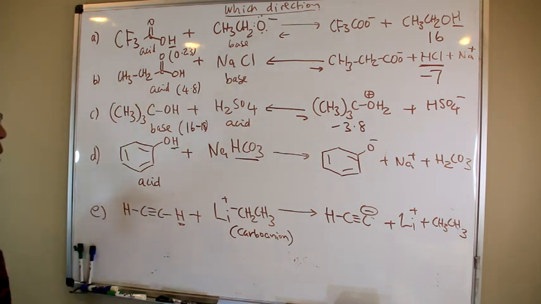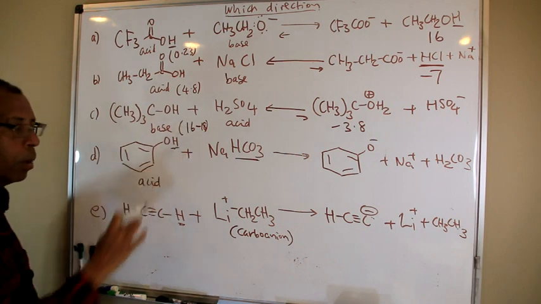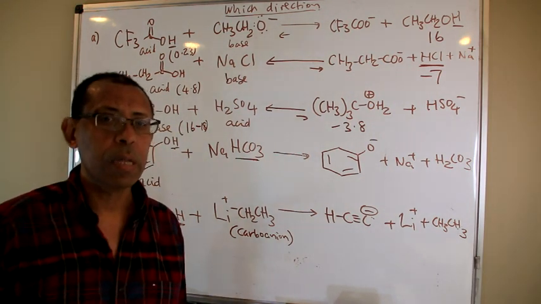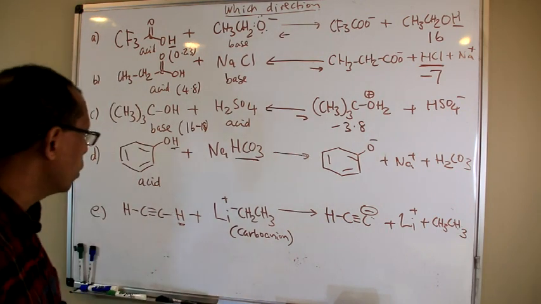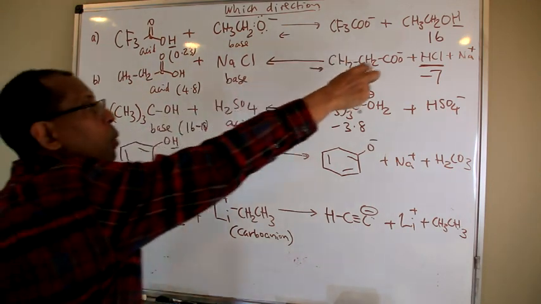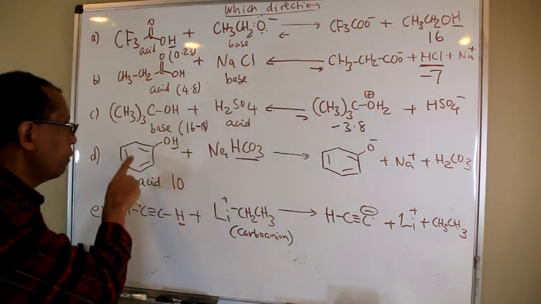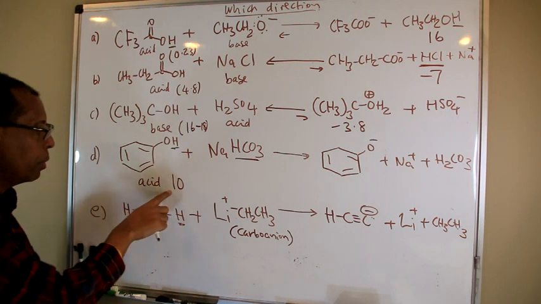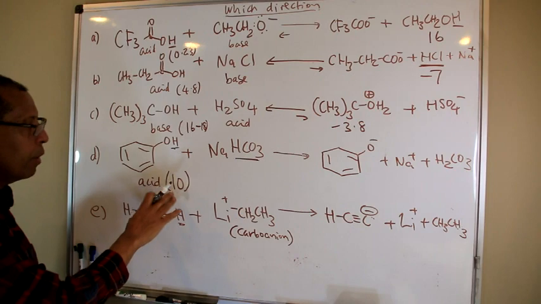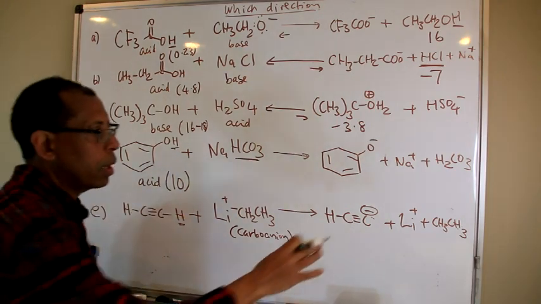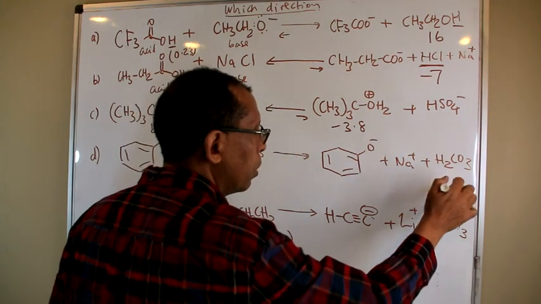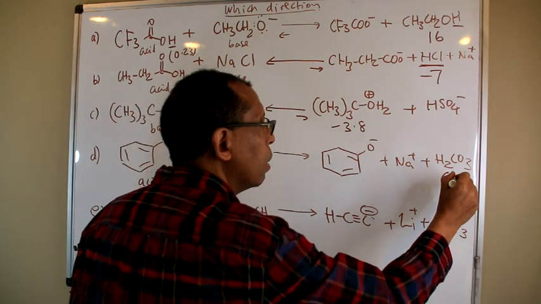Next reaction is a phenol. This is an alcohol, but it is attached to a benzene ring. Therefore, even though it's an alcohol, the pKa value goes as low as 10. So it's more acidic than regular alcohols because of the ring here. From a pKa value of 10, we are going to carbonic acid. Carbonic acid has a pKa value for the first proton of about 6.4.